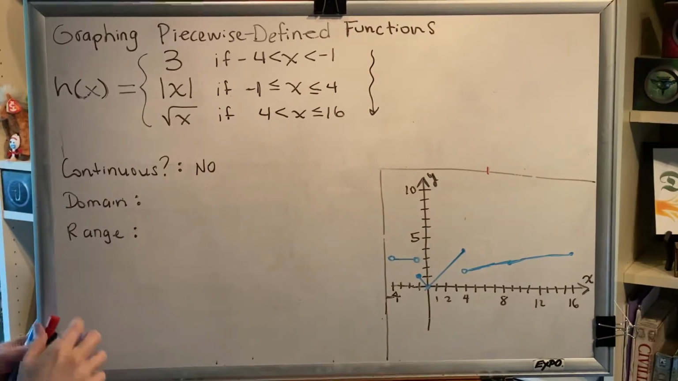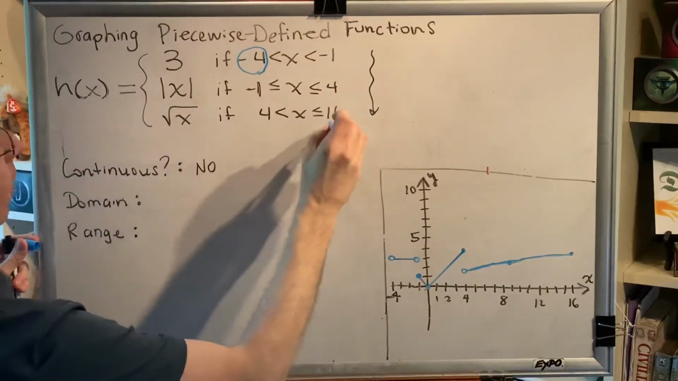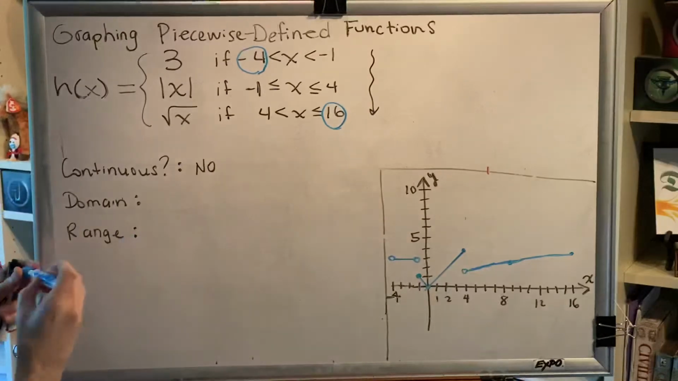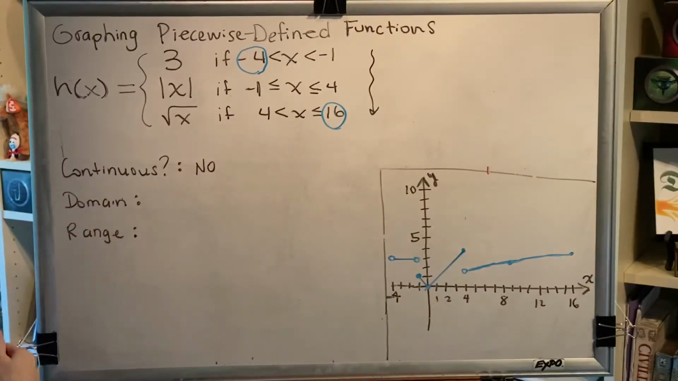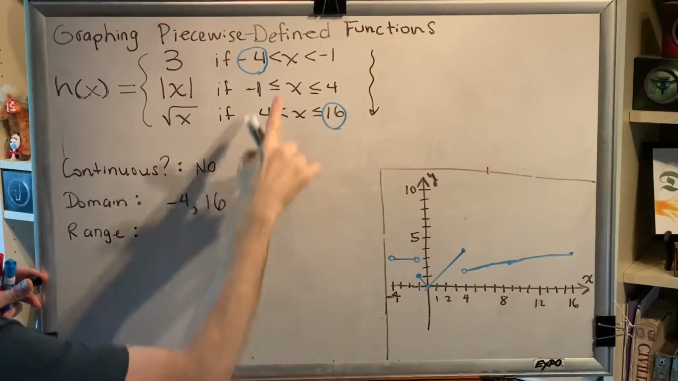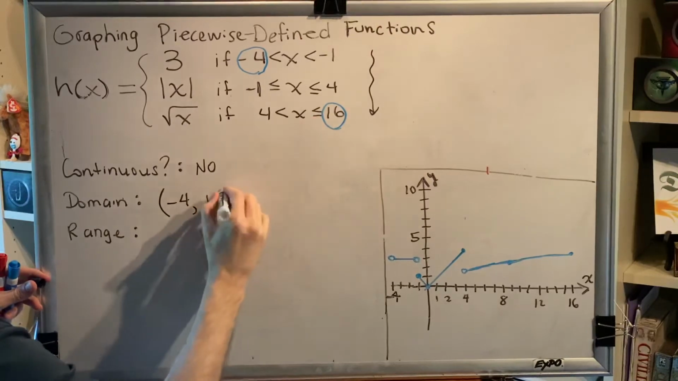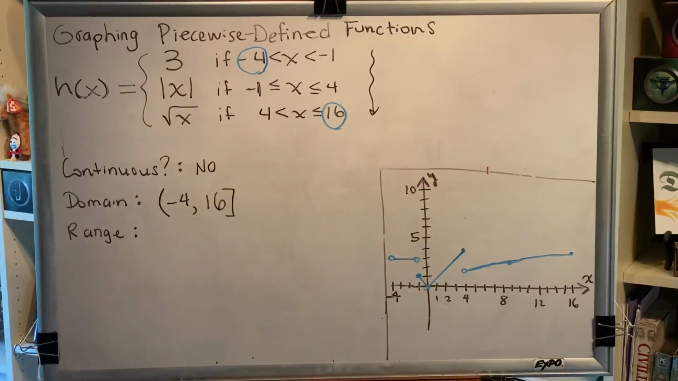So the smallest number that we have is this value right here, the -4, and the largest number we have is 16, and there are no missing numbers in between. So our domain is [-4, 16]. And because of this inequality symbol, we have a parenthesis, and because of this inequality symbol, we have a bracket. So there's our domain.